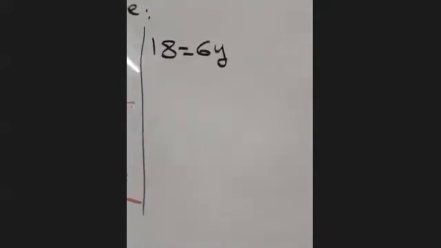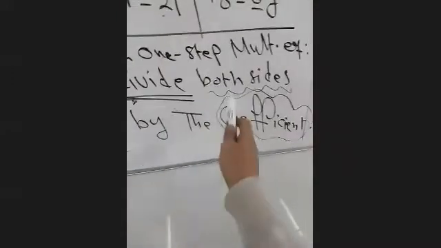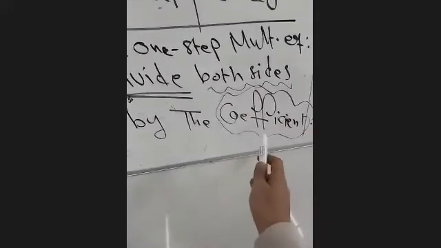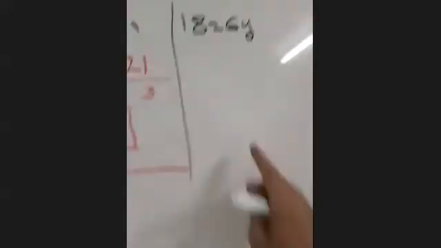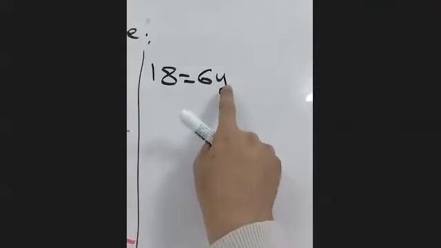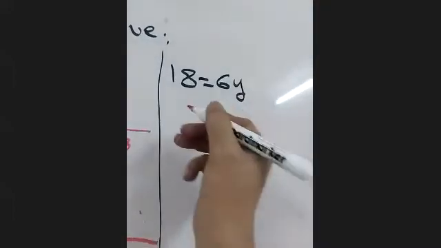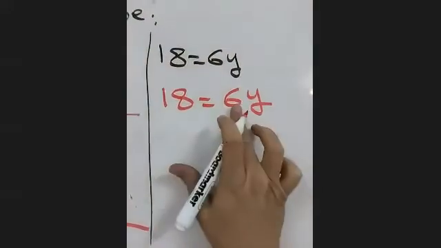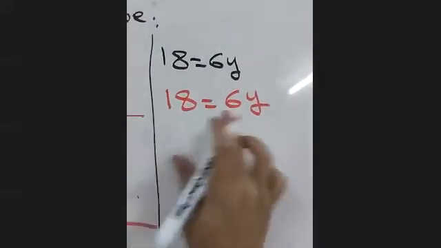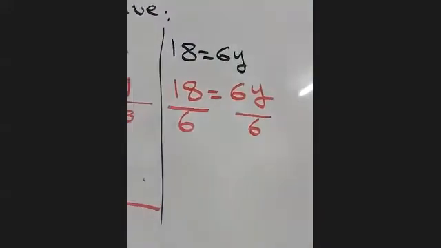Let's do the other one. 18 equals 6y. Here we have multiplication, which means it's a multiplication equation. In a multiplication equation, divide both sides by the coefficient. It's important. What's the coefficient? It is the number which is multiplied by the variable. Where is the variable y? What's the number multiplied with it? 6. So this is the coefficient. The first step, rewrite the equation: 18 equals 6y. Now the coefficient is 6, so I will divide both sides by 6, like this.